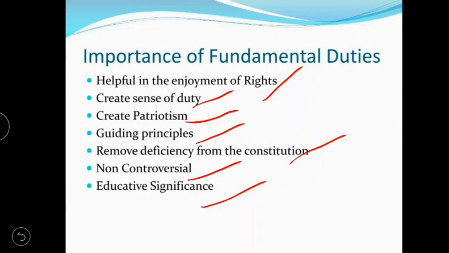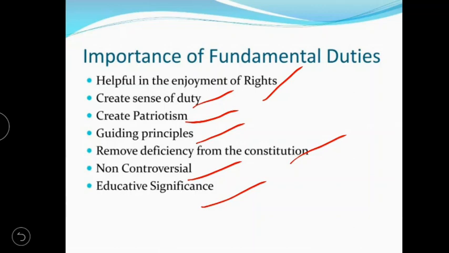Create patriotism, desh bhakti ko jagana. So create patriotism, because you are showing yourself: yes, I am very loyal, I am very dedicated to the nation and national growth. For that purpose, it shows you have the passion to join the Indian Army, Indian Air Force, Indian Navy, Indian Administrative Service, that is IAS. It shows because you are taking responsibilities and you are curious to pay the duty towards that. Understood? So that is create patriotism. Guiding principles. You will guide the principles. Remove deficiency from the Indian Constitution. Whatever problems and deficiency, whatever you are lacking, by paying your duties, you can remove that deficiency from the Constitution.